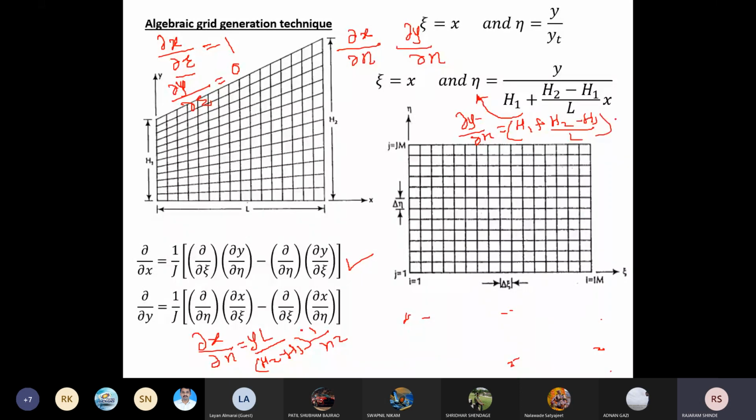Okay, that is the derivative of y with respect to y. Now this you have to put in your differential equation, and with the help of this transformation you can get the differential equations in computational plane. Now for understanding this concept in better fashion, I have taken this example.